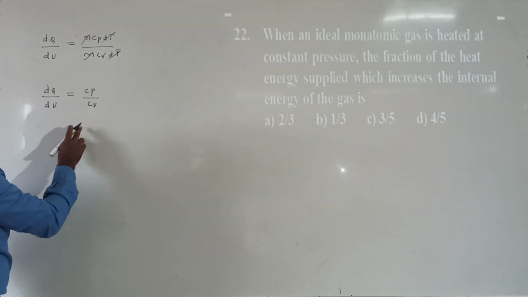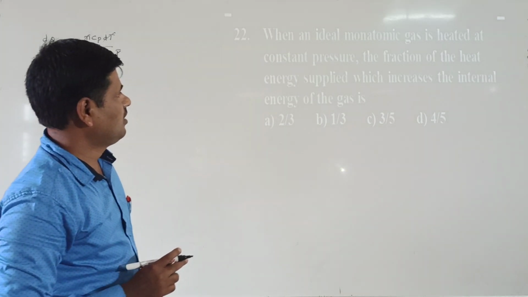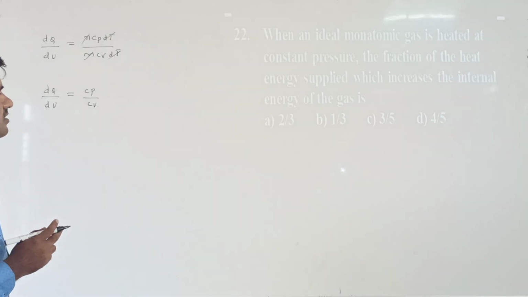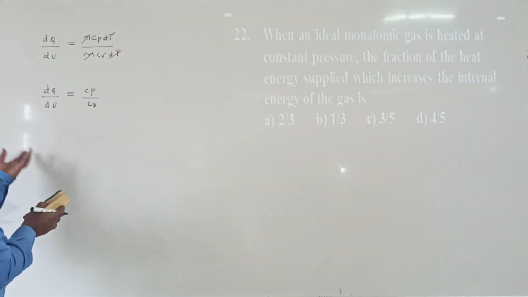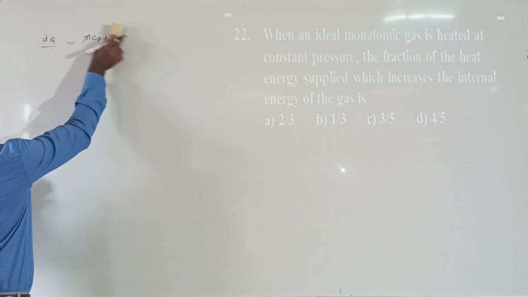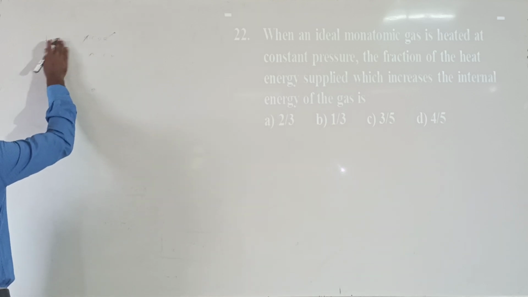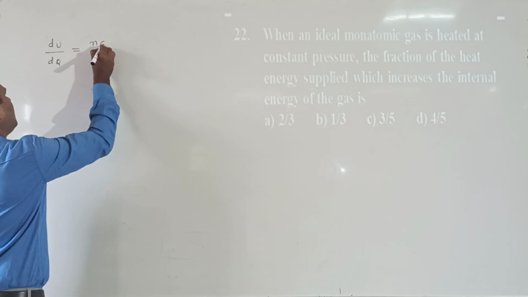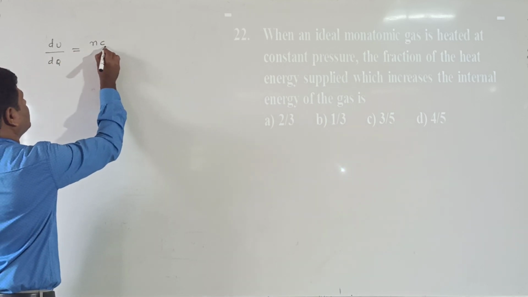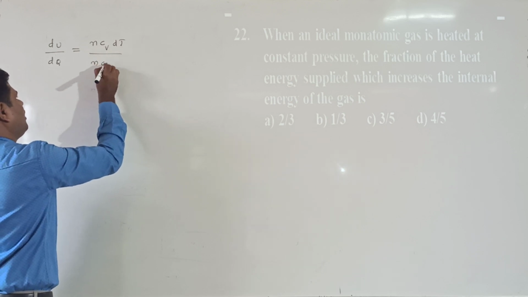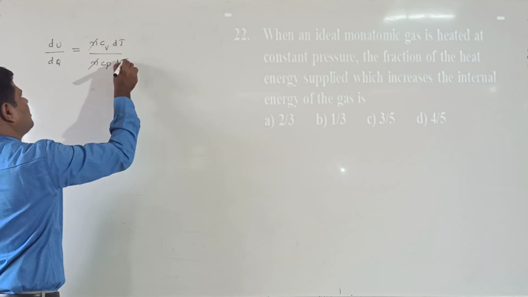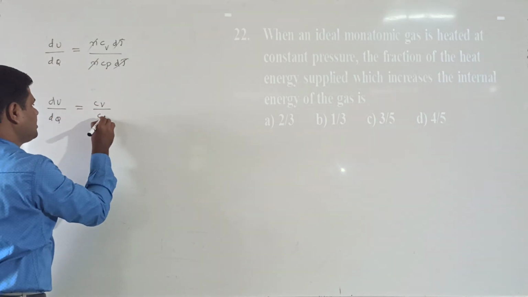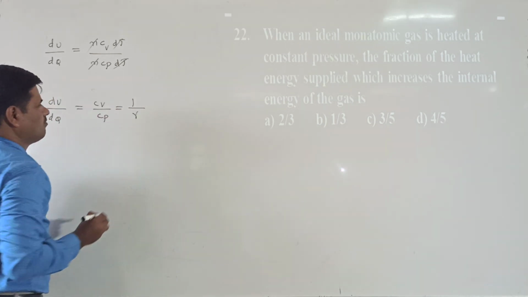Cp by Cv means we are getting here. Which fraction is asked here? The increase in the internal energy. Internal energy increases means Cv by Cp. du by dq is asked here. First we find du by dq is equal to n Cv dT by n Cp dT. Here n cancels, dT cancels. Now du by dq is equal to Cv by Cp, which means 1 by gamma.